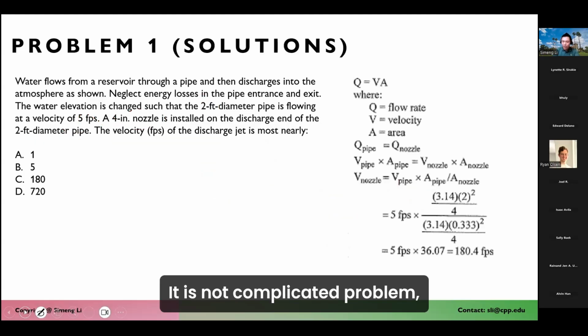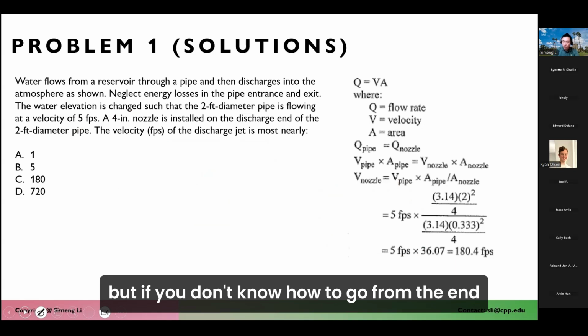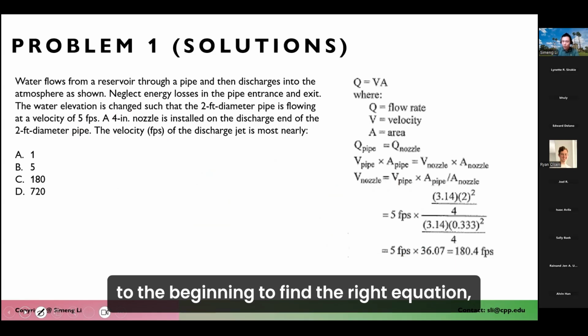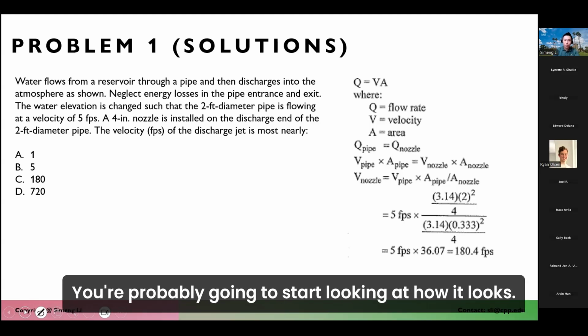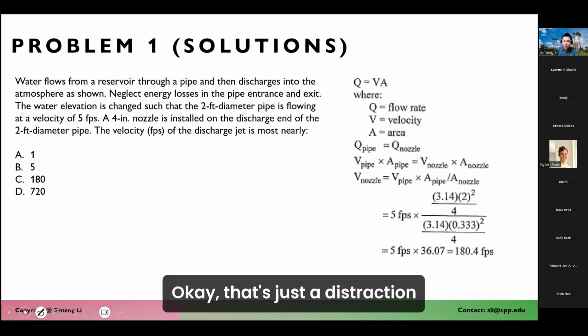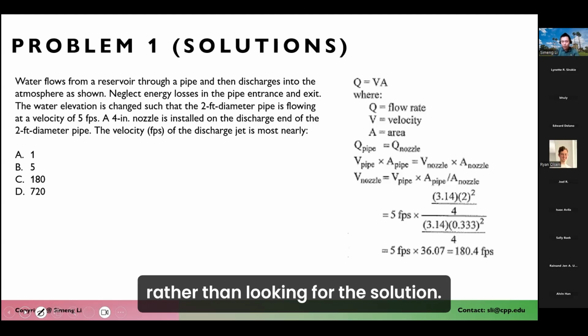It is not a complicated problem, but if you don't know how to go from the end to the beginning to find the right equation, you're probably going to spend a longer time doing this type of question. You're probably going to start looking at head loss. Okay, that's just a distraction rather than looking for the solution.